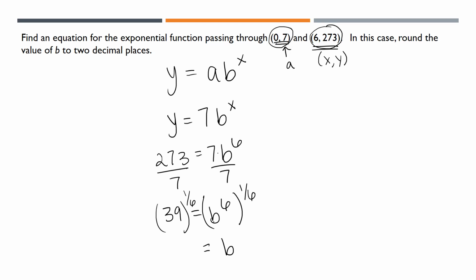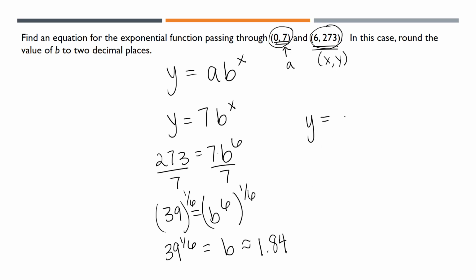I do get actually 2 answers here. There are 2 values whose 6th power would give me 39, a positive and a negative value, because I have that 6th even root. But I'm just going to take the positive value of 39 to the 1/6 power because I know I want b to be positive. Let's get a decimal approximation of 39 to the 1/6 power. To 2 decimal places, it rounds to 1.84.